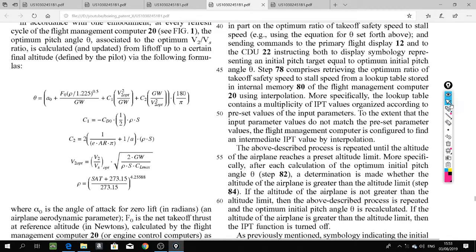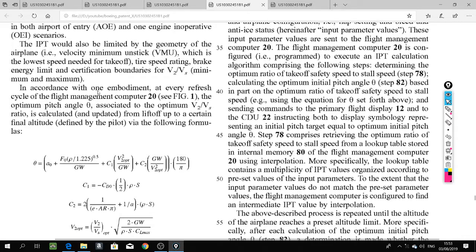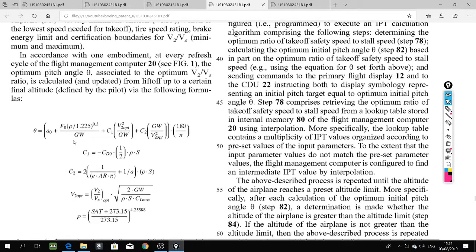But as claimed in this patent, in accordance with one embodiment, at every refresh cycle of the flight management computer, the phi is calculated, and these formulas are stored in the memory, right? So he's somehow mentioning that in one other patent or something, or it's a part of this patent. I'm not sure about this. So these formulas are stored, and whenever it is asked, the pitch angle is calculated, because these parameters are changing all the time, right?